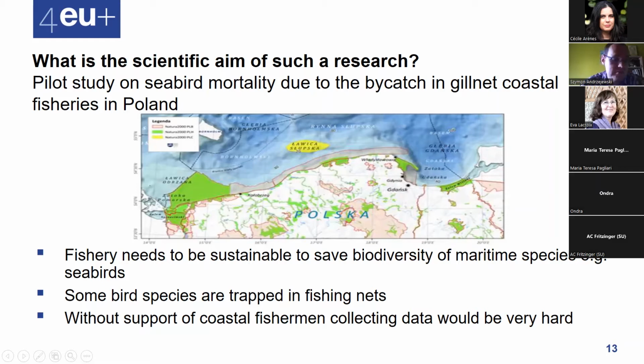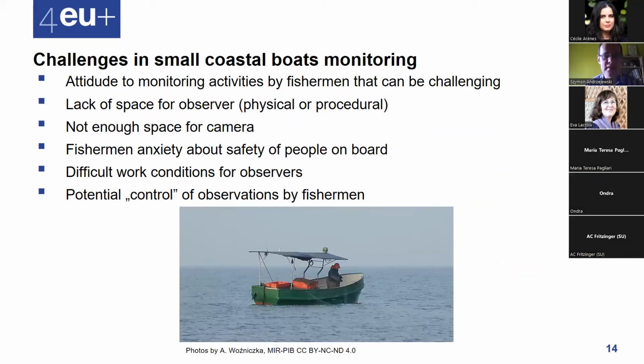People and researchers want to know how problematic this is. So fishery of course needs to be sustainable to save biodiversity. And some bird species are also trapped in fishing nets. So without support of coastal fishermen, collecting data would be very, very hard. It would be almost impossible. So the idea is that with video monitoring, they can collect data from their everyday work to help make their work acceptable for the environment, and also for the environment to not suffer because of everyday fisheries.